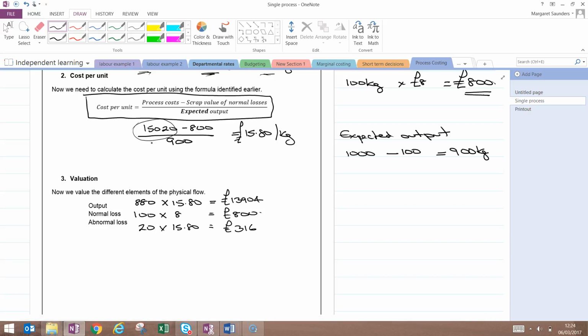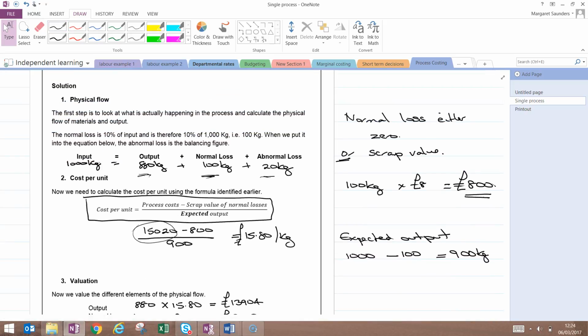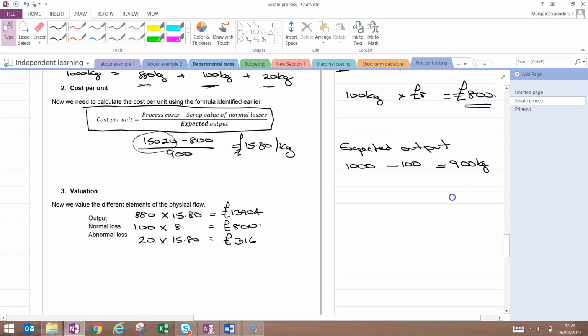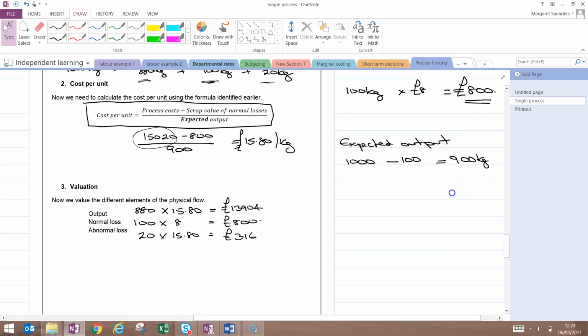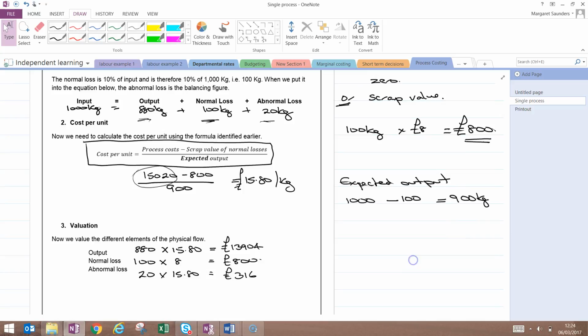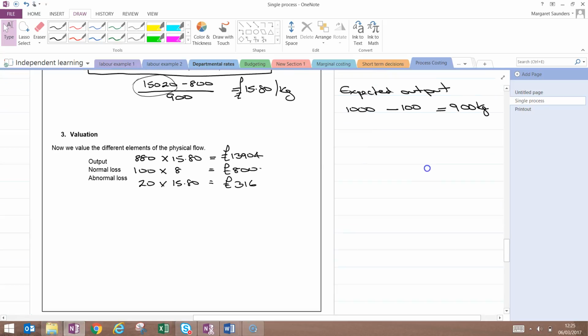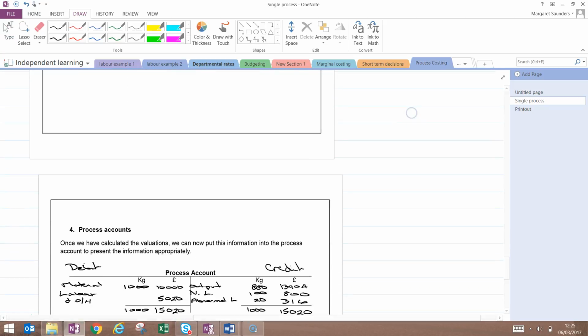So I strongly recommend that you tackle these questions in this order. Your physical flow, then your cost per unit, then value everything that's in your physical flow, your output, your normal loss, your abnormal loss, or abnormal gain if there was one. So everything that's on the right hand side of that equal sign, value them, and finally transfer your figures into your process account.